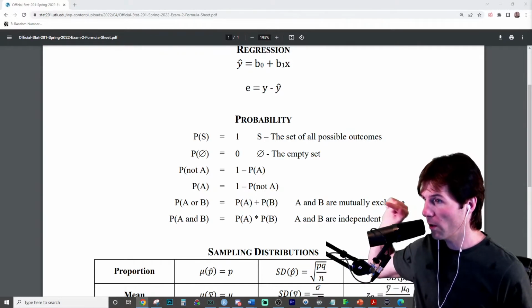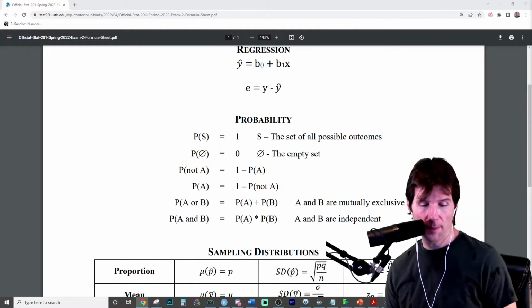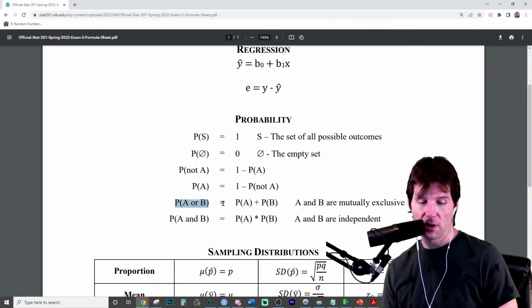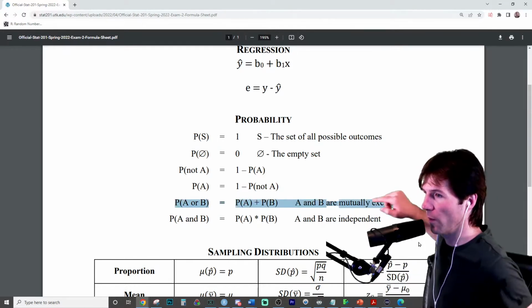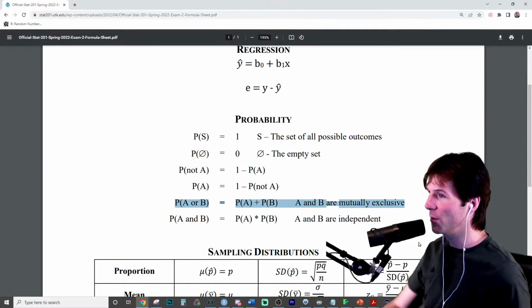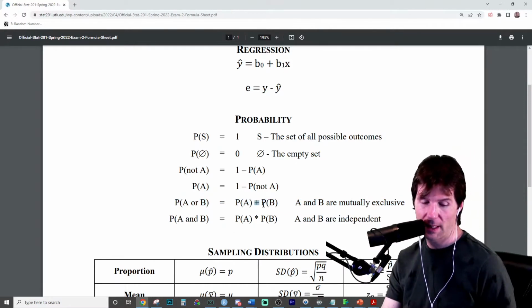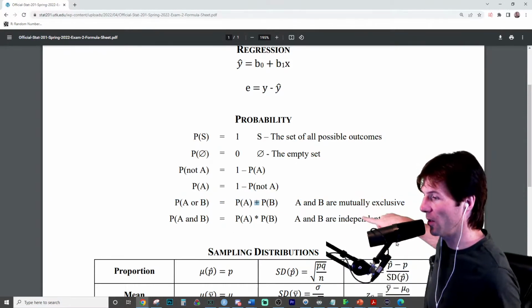So what are these? It says the probability of A or B. You don't even need to memorize these because this is the what rule? What is this rule called right here? If you remember the name of the rule, you can remember it by this. What is the name of this rule?